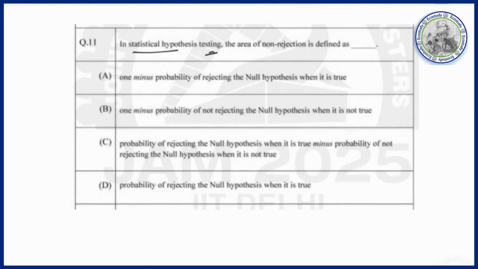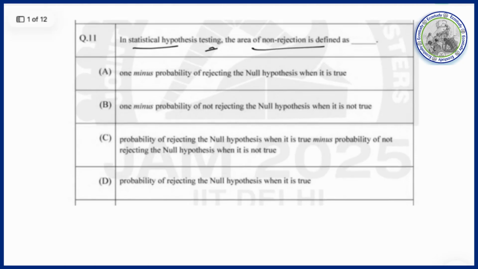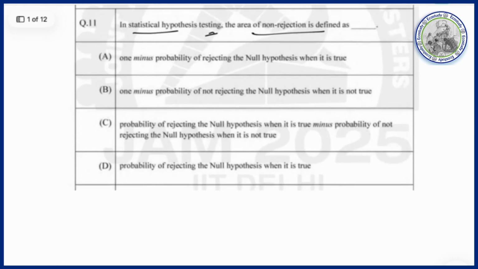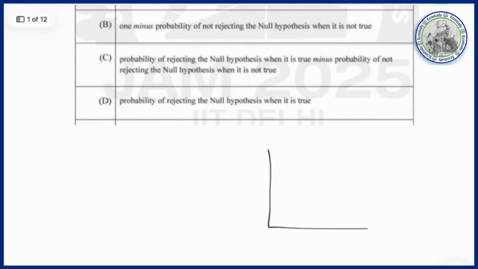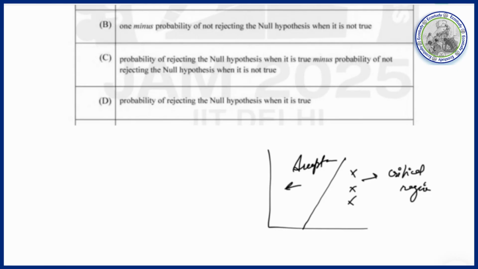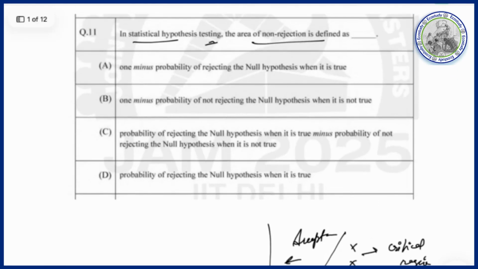In statistical hypothesis testing, the area of non-rejection. As I have already told in class, this is the whole sample space, this is your critical region, and this is your acceptance region. What is asked in the question? The area of the non-rejection region is defined. First of all, see the options. They are written in terms of type 1 and type 2 error.